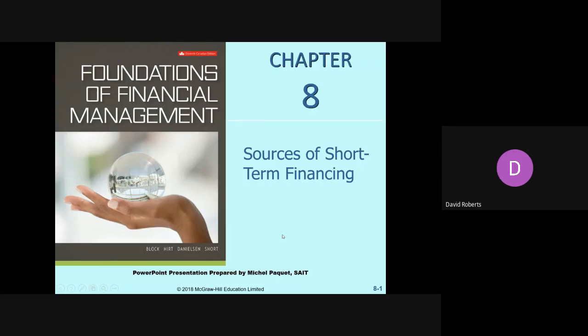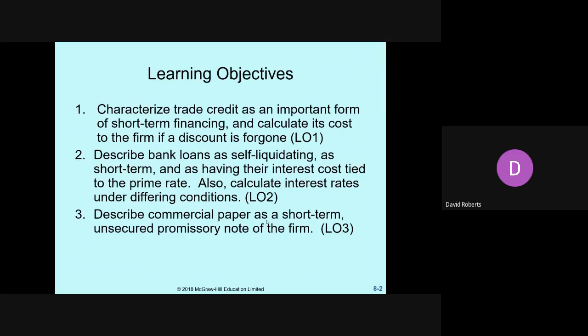Welcome to Chapter 8, which you can see from the slide has to do with sources of short-term financing. Where do you get your money if you need money for the short term, which is defined as less than a year? One is trade credit. So in this case, like accounts payable is a source of funds.